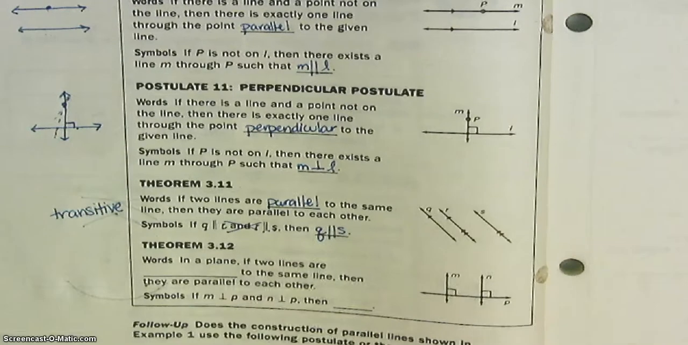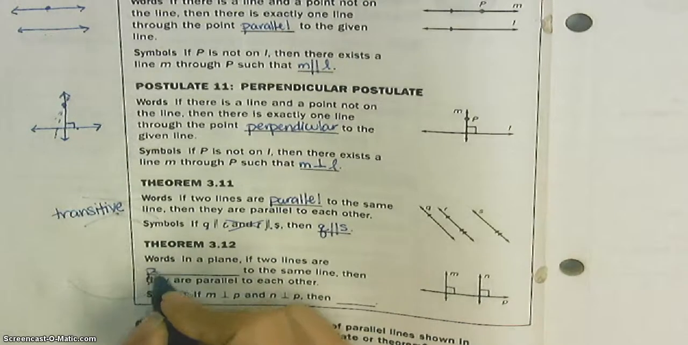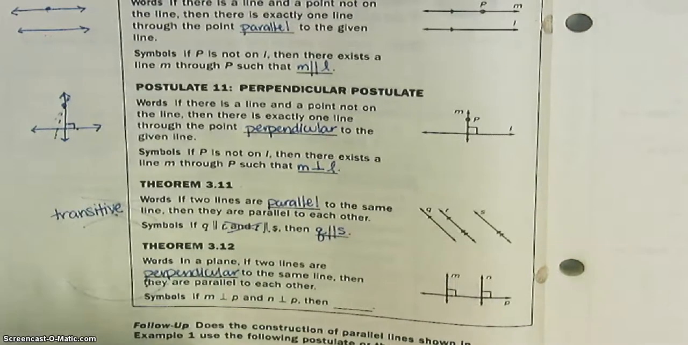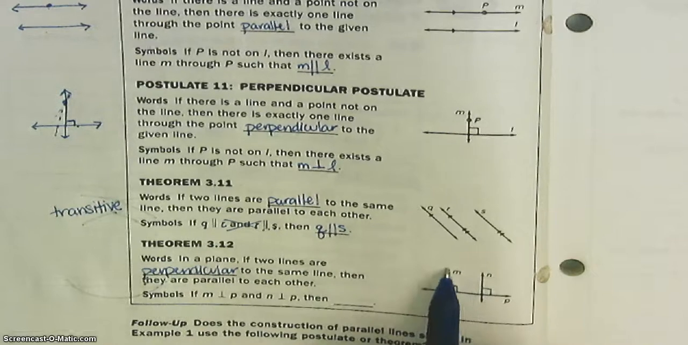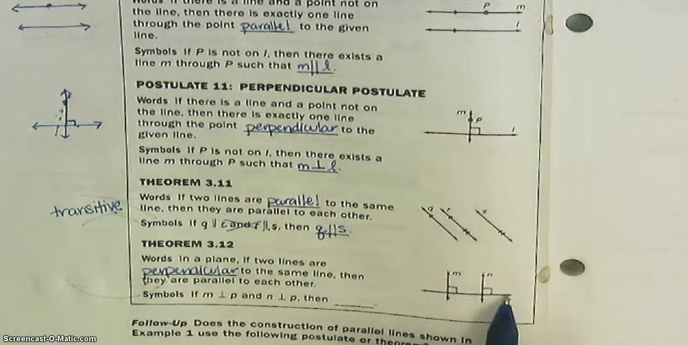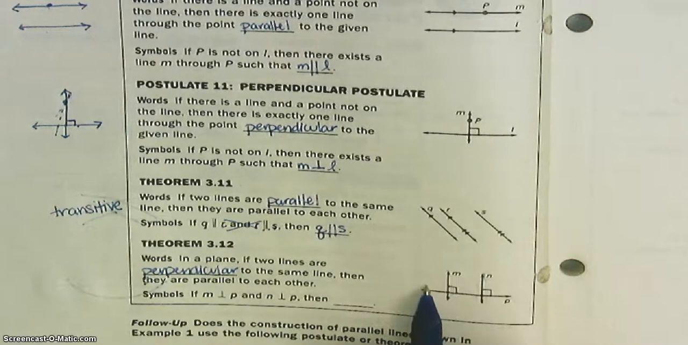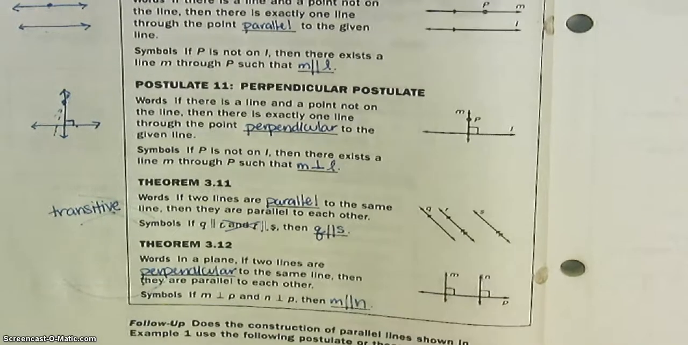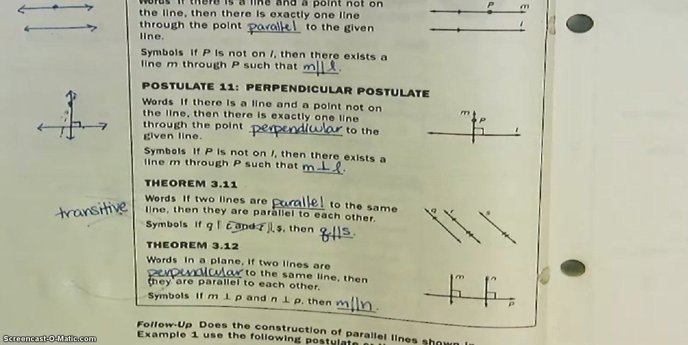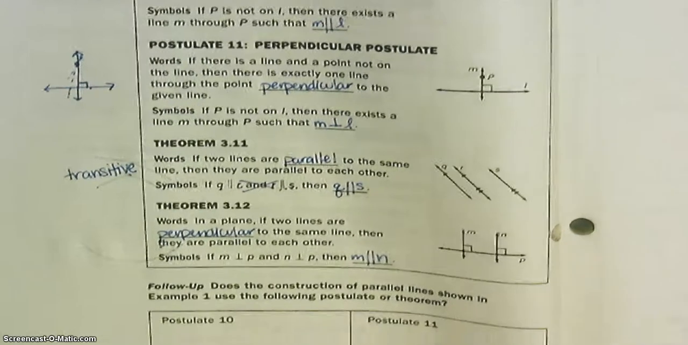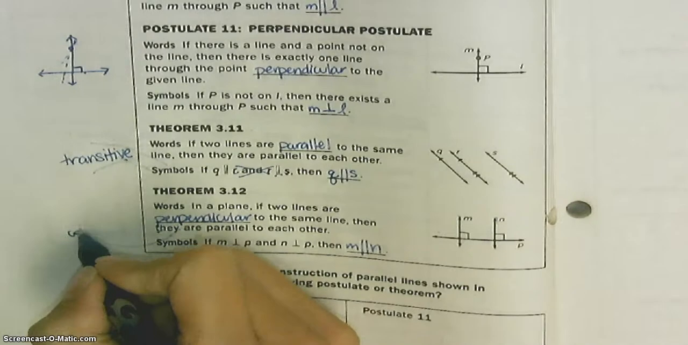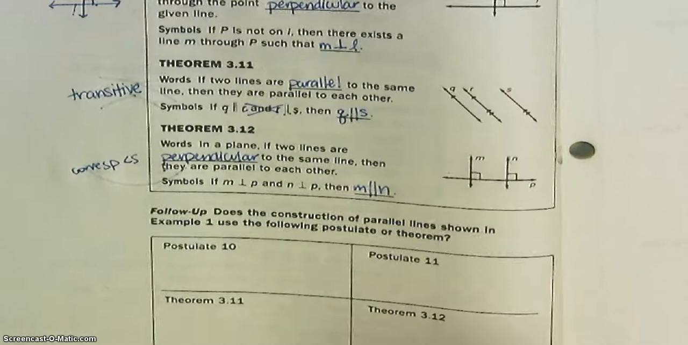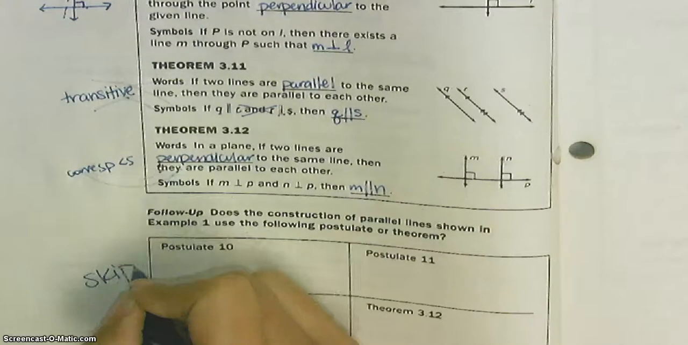This one is similar. In a plane, if two lines are perpendicular to the same line, then they're parallel to each other. So if M is perpendicular to P and N is perpendicular to P, then M and N are parallel, not perpendicular to each other. So it's a little bit different. Also kind of looks like corresponding angles. Since we skipped the construction, we're going to skip this as well.